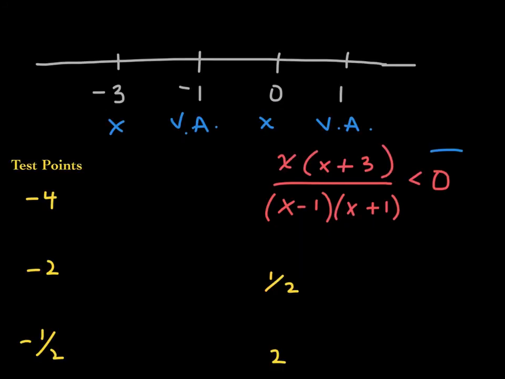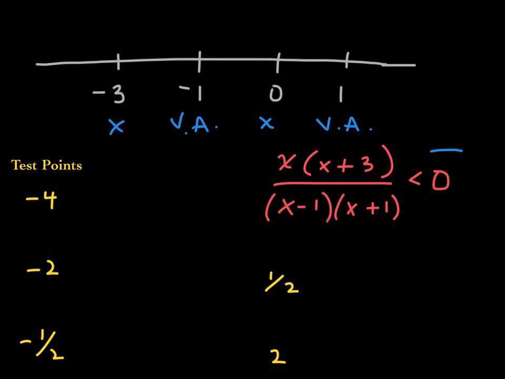All right, everybody, I chose my test points. Now, keep in mind, you can choose whatever test points you want as long as the test points are in these intervals, okay? And they're not these critical points that we have here, okay? So I chose -4, I chose -2, I chose -1/2, I chose +1/2, and I chose +2. I'm plugging each of these values into this expression and following the sign.